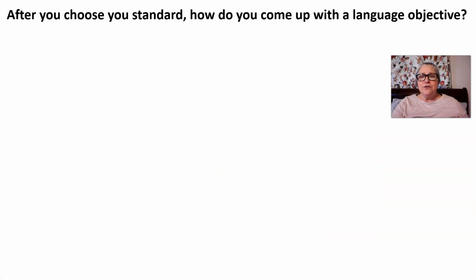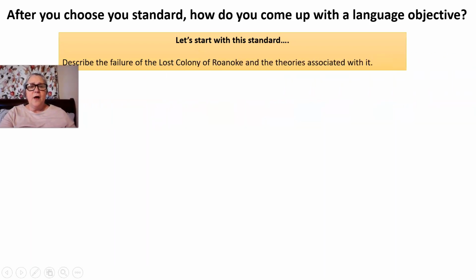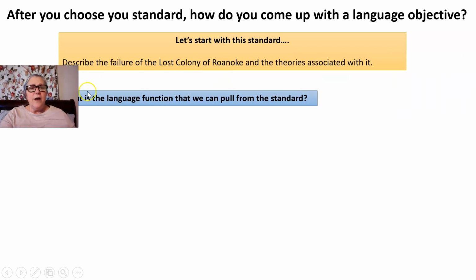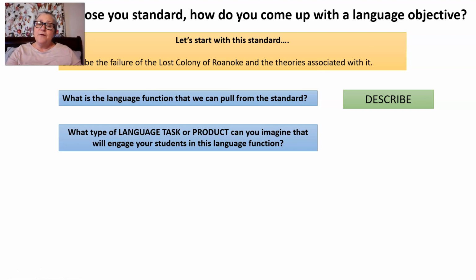So after you choose your standard, how do you come up with a language objective? Well, let's use this one. Describe the failure of the lost colony of Roanoke and the theories associated with it. What is the language function that we can pull from the standard? Describe. Very good. What type of language task or product can you imagine that will engage your students in this language function?